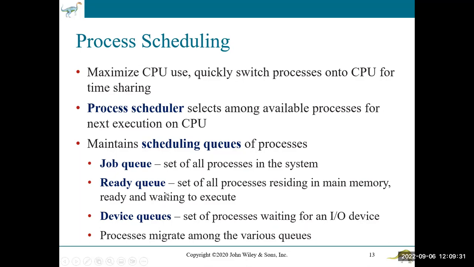I'm just extrapolating; this is a generalization and an example. Device queues: whenever you see device queues, you're looking at processes that are waiting for access to a hardware device. And processes migrate among the various queues, so it's generically listed among all of them.